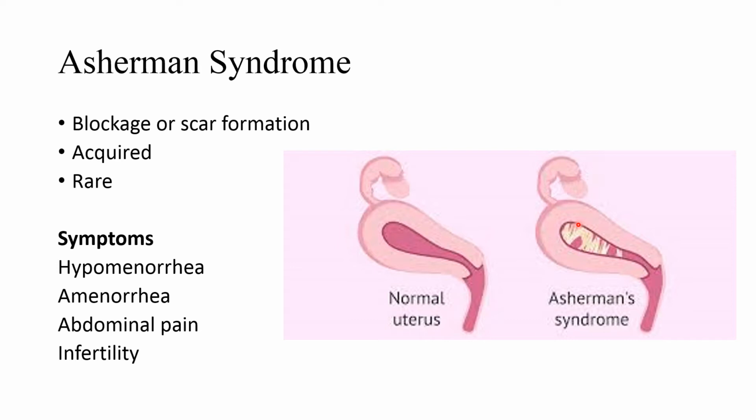The symptoms of this Asherman syndrome are hypomenorrhea. Hypomenorrhea means reduced blood flow at menses, or it could be amenorrhea, absence of menses. There could be a lot of abdominal pains, and infertility and miscarriages would be there.